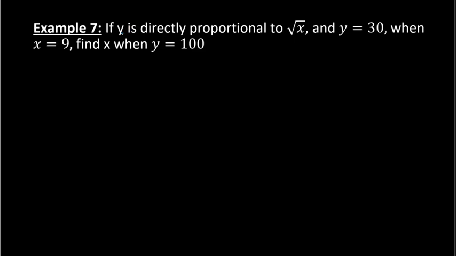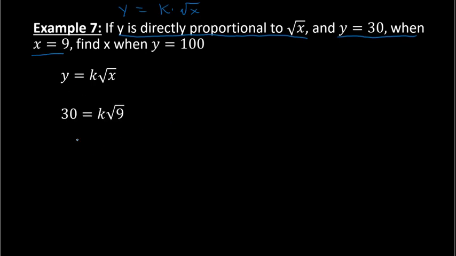So what I want to do is take this initial statement and convert it into math notation. So we can write this as y equals k times the square root of x. So that is my equation. y equals k times the square root of x. And then I'm going to use scenario 1 to plug in and find k. So y is 30 when x is 9. So I plug 30 and 9 in for y and x. So 30 equals k times the square root of 9.